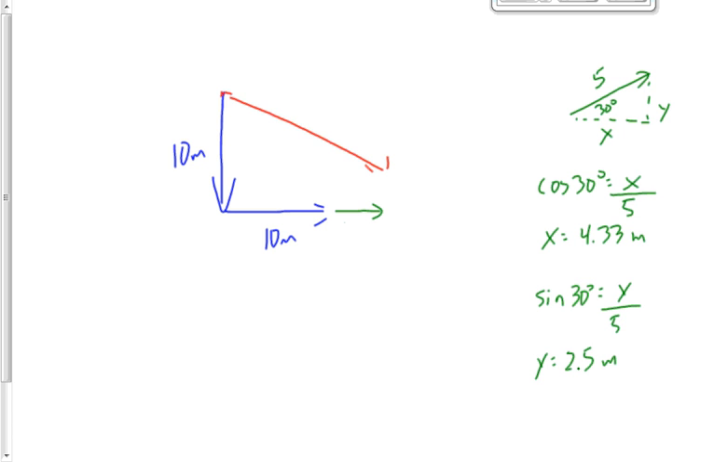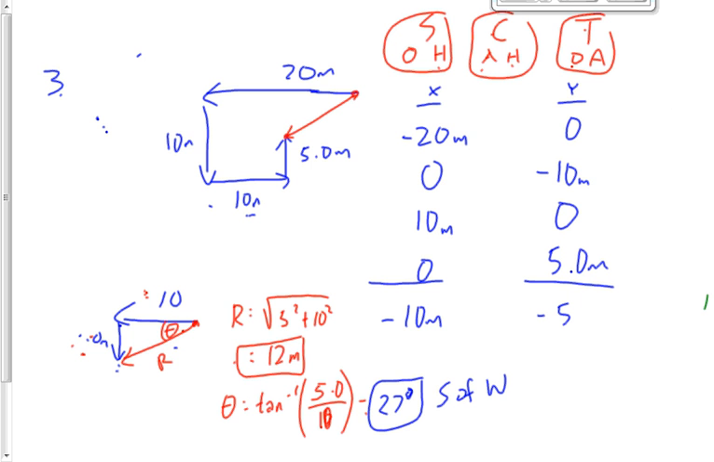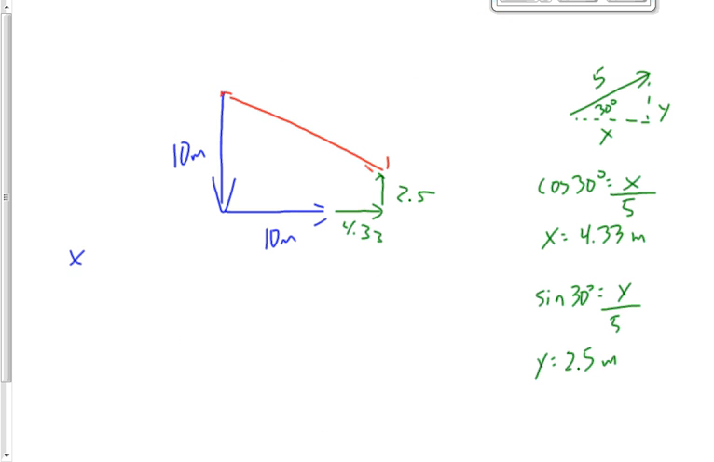I got 4.33 to the right. I got 2.5 up. Right? That's the exact same thing as what I had, except I had that expressed with a funny angle. Now I have it expressed with two separate vectors, both at 90 degrees to each other. So now we can just go back and treat it like we did the last problem. Okay, it's all 90-degree angles, x and y.